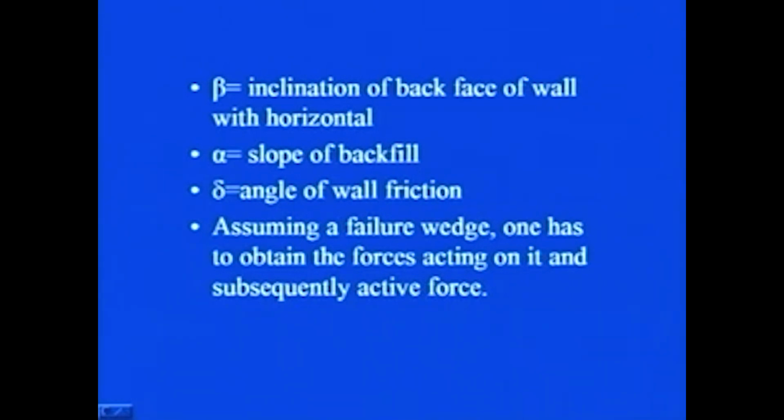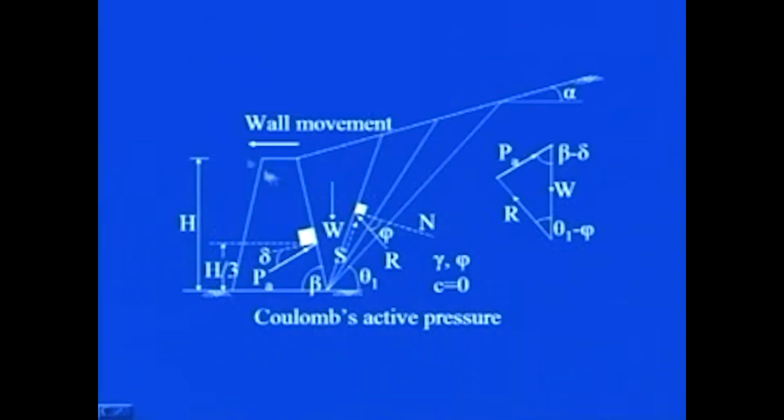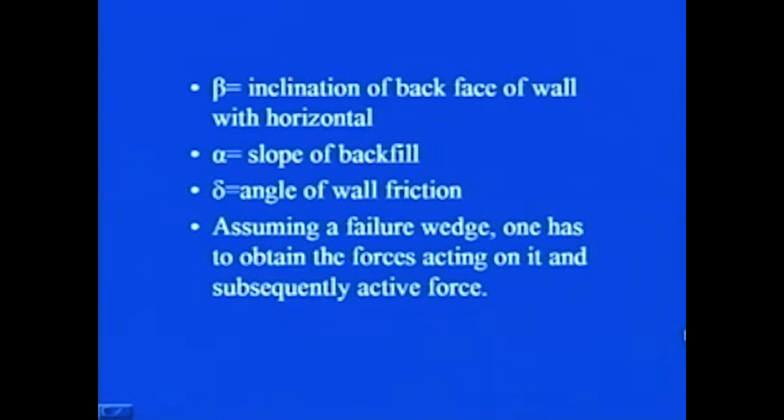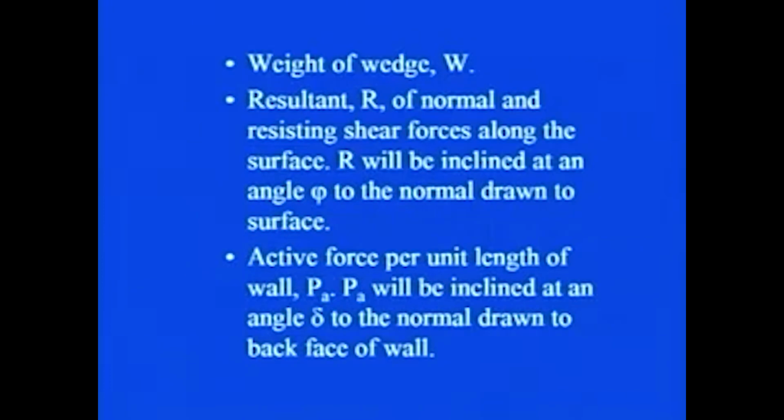Now, if we assume a failure wedge, that is this one, then we have to obtain all the forces acting on this particular wedge, and then by taking the resultant of all the forces we can find out the active force per unit length of the wall. So, let us see what the different forces acting on any particular trial wedge are. First of all, the weight of the wedge, which I am denoting as W.